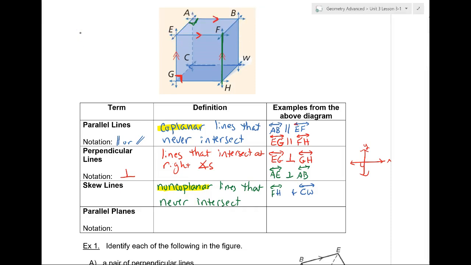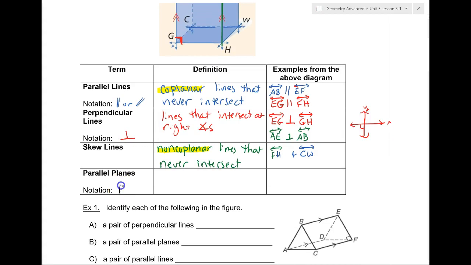It's the idea of parallel planes. Now, we're still going to use the word parallel and symbol notation for parallel with this. But think about parallel planes are just going to be planes that what? They look like they're stacked up on top of each other, right? Like a stack of paper. So we're going to say there are planes that never intersect.